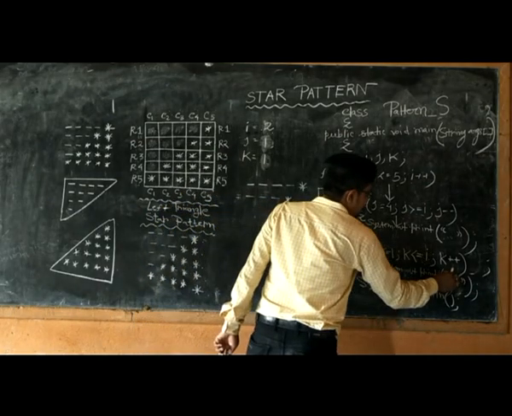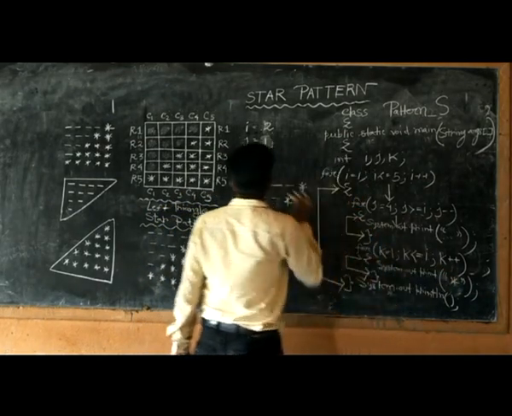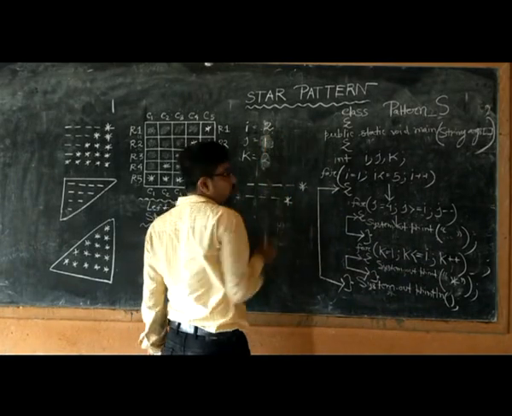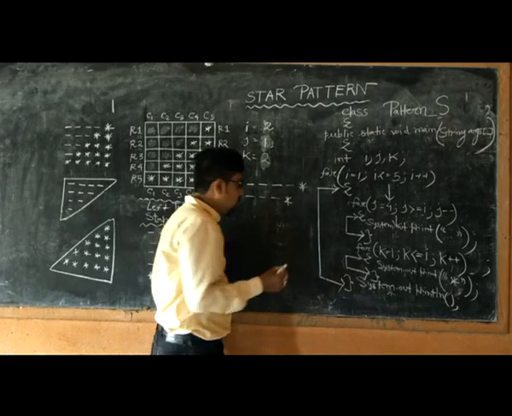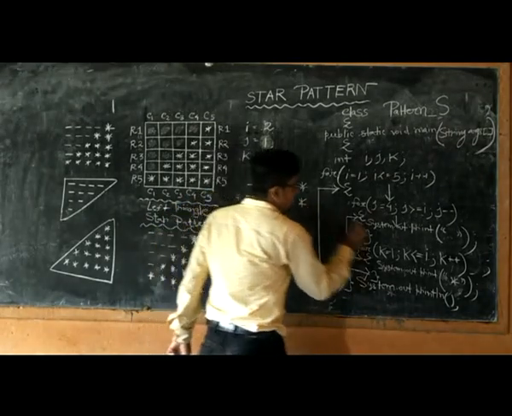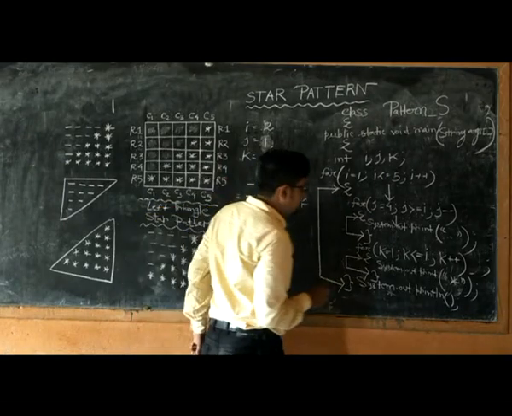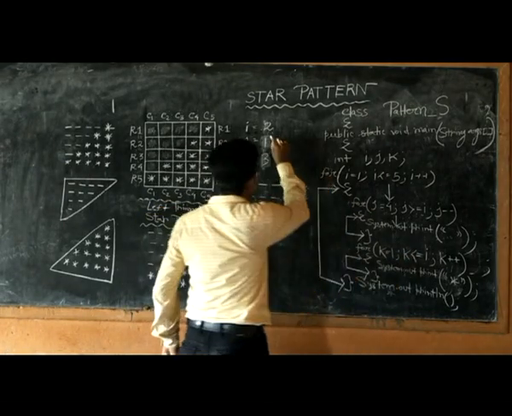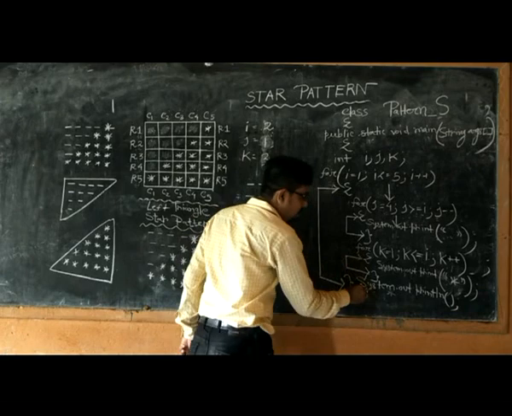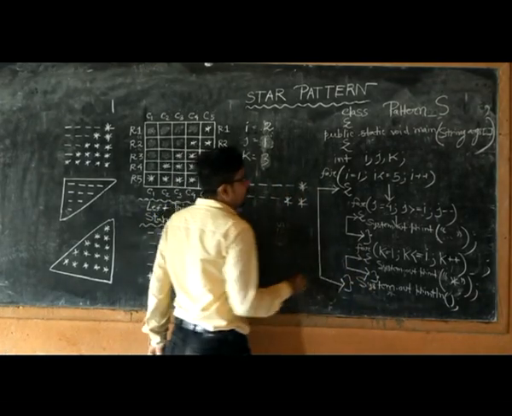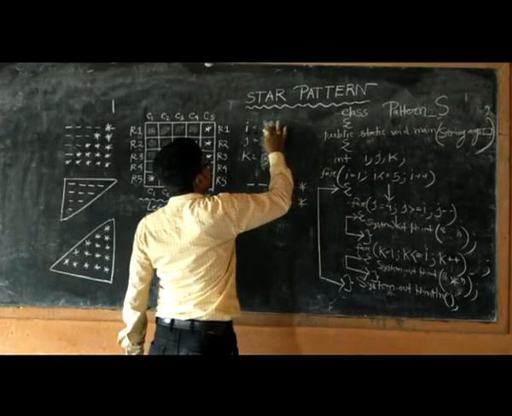Now k++, it will come here. k value is becoming 2. 2 <= 2, condition true. Print one more star here. k++, now k value is becoming 3. Now 3 <= i value 2, condition false. Then it will come to here, System.out.println, and your cursor is blinking here. Now i++, now i value is becoming 3.